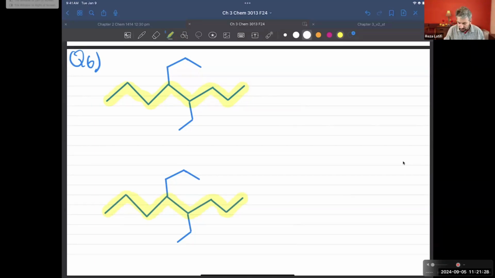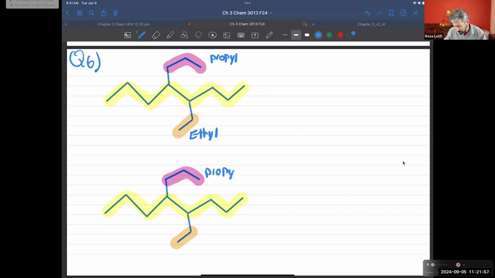Okay. And now how many carbons do I have? Let's see, 1, 2, 3, 4, 5, 6, 7, 8. I see 8 carbons. And okay, I have two substituents. One substituent is this, and the second substituent is that one. Okay, what's the name for them? The top one will be propyl, and this is going to be ethyl. Okay, so propyl and ethyl.